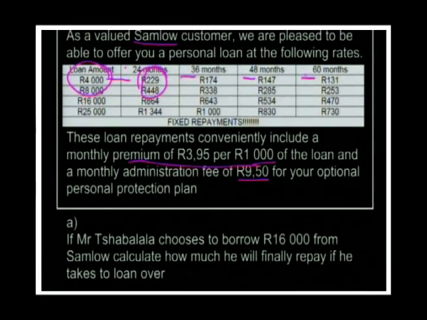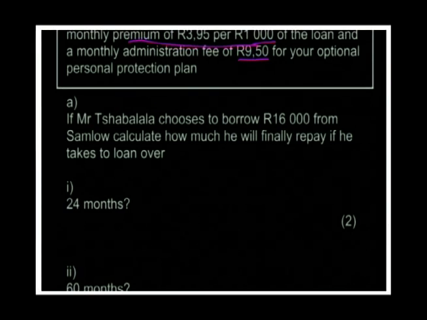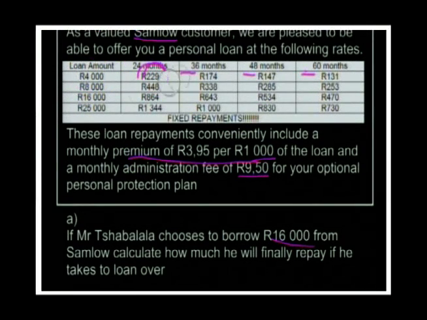Right, now that we've analysed what the question actually says, or what the table stands for, let's see what kind of questions they want us to answer. So, if Mr. Chabalala chooses to borrow 16,000 Rand from Samlo, calculate how much he will finally repay if he takes the loan over 24 months. So, we're looking at our 16,000, so let's delete all of these little scribblings. We're only looking at 16,000 Rand.